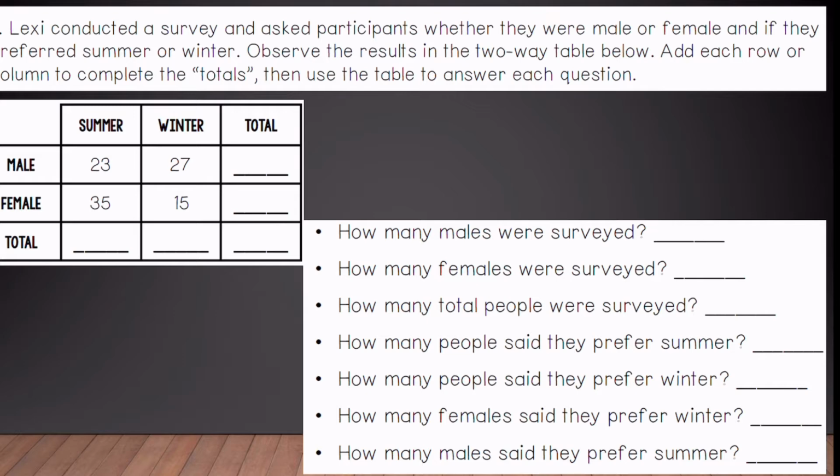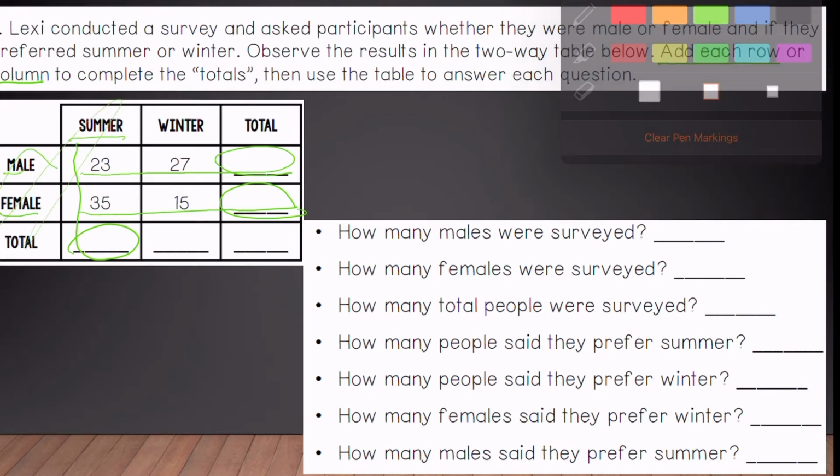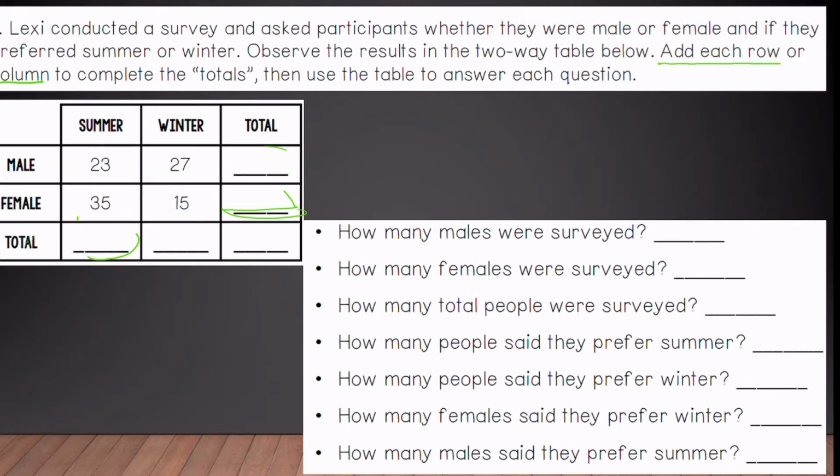It says to add each row or column to complete that total. So here's how we do this, okay? Males, we're going to go across and its total goes here. Then we do females across and that total goes there. Then we'll do summer, go down, and that total goes there, okay? So, sorry, let me erase this so that we can go through and do this now.